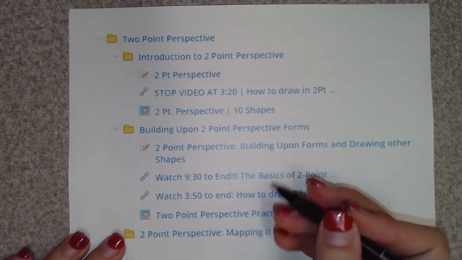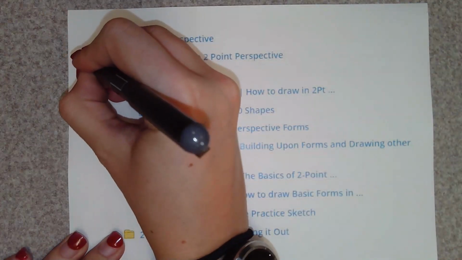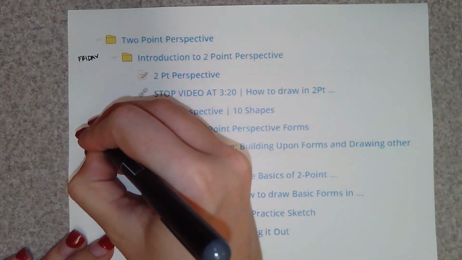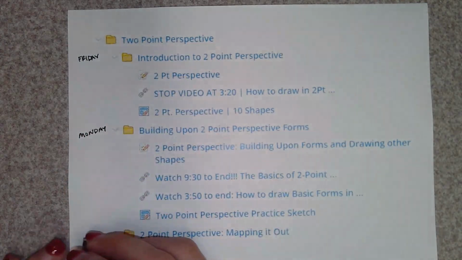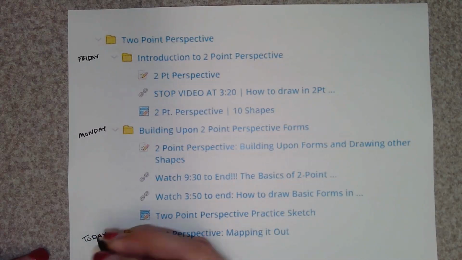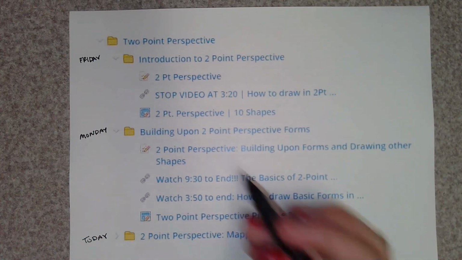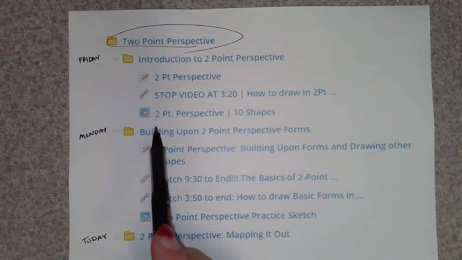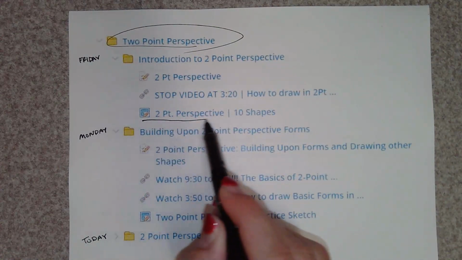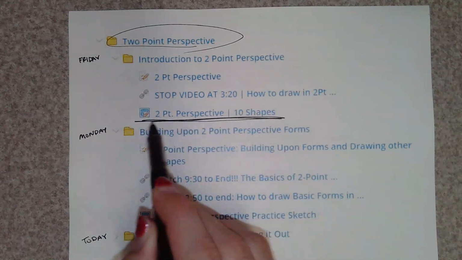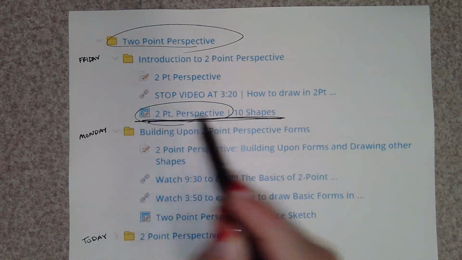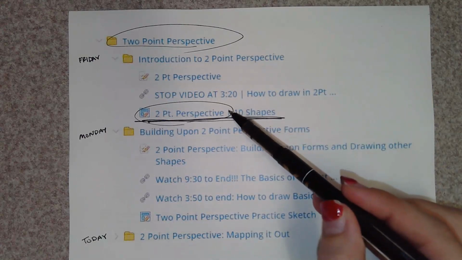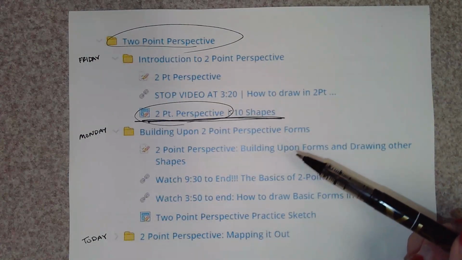So, a little bit of catch up. Friday, Monday, and today. So again, we're in that 2-point perspective folder now. Friday, you should have drawn 10 shapes into 2-point perspective. Okay, they should be cubes or rectangular prisms. That should have been done Friday in your sketchbook.